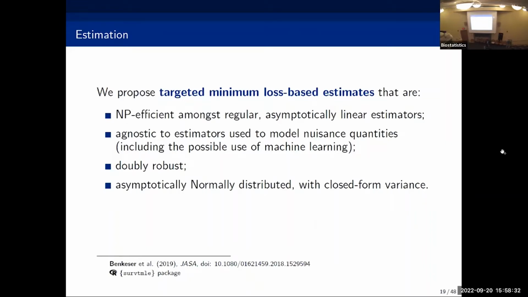In a paper published several years ago, we proposed estimators that try to check the boxes that I asked for.